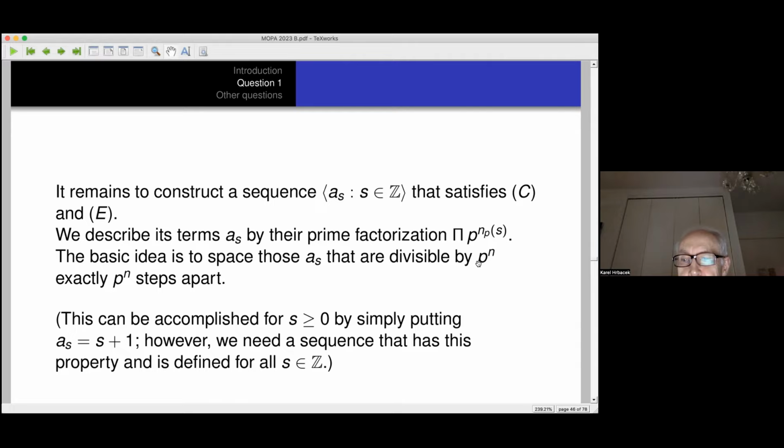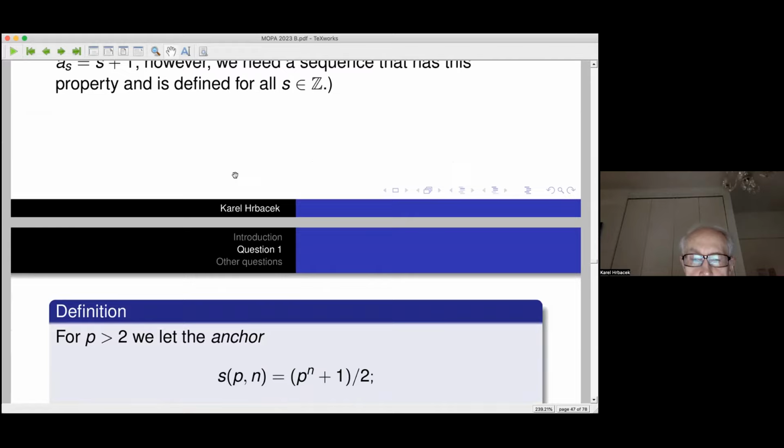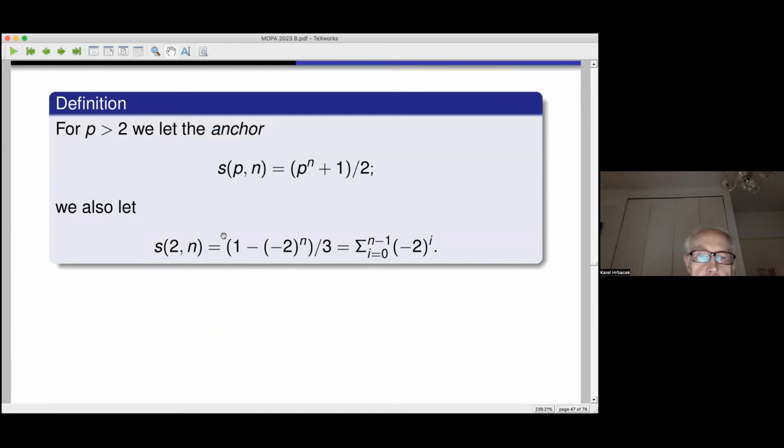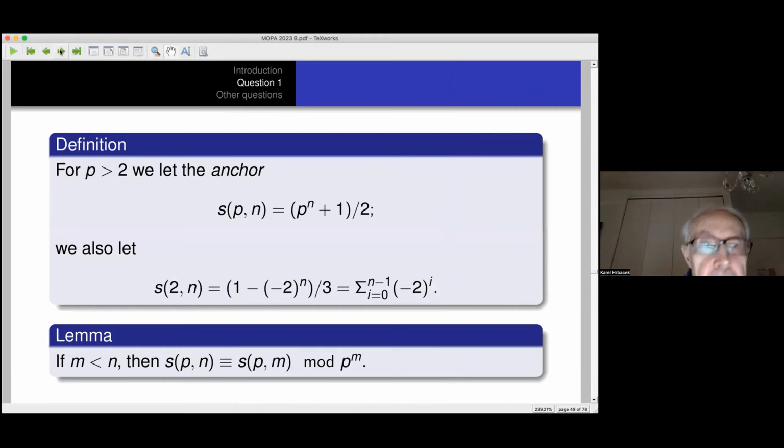Natural numbers are divisible by p^n if and only if they are congruent to zero modulo p^n. So they are exactly p^n steps apart. They are exactly some multiple of p^n apart. So for natural numbers, it's trivial, but we need to do it for a_s indexed by Z, not by N. And that means we have to scramble things up a little bit. Now, instead of going through these definitions and little tiny proofs that they involve, let me just show you a table that constructs the first 25 coefficients.